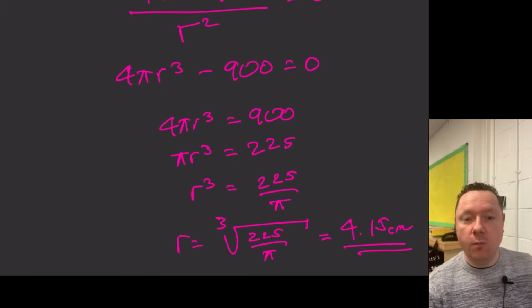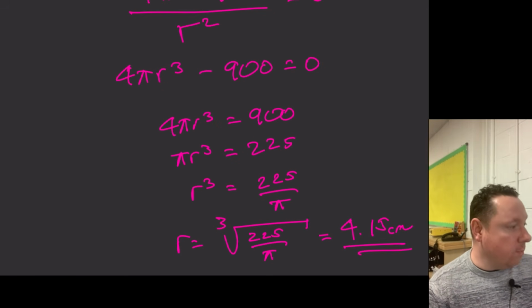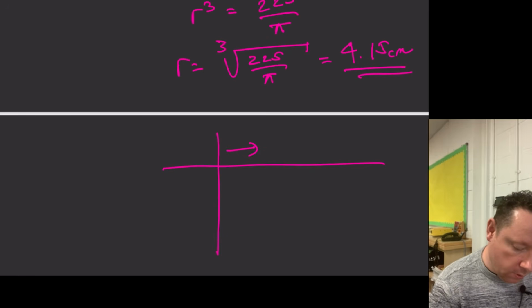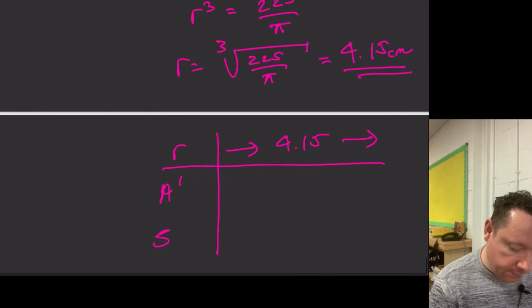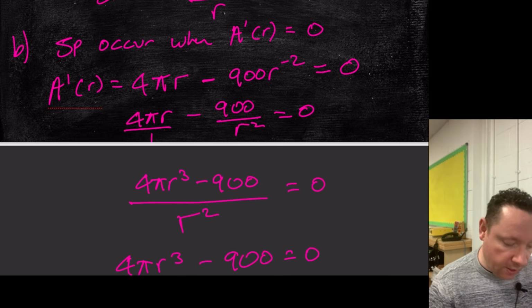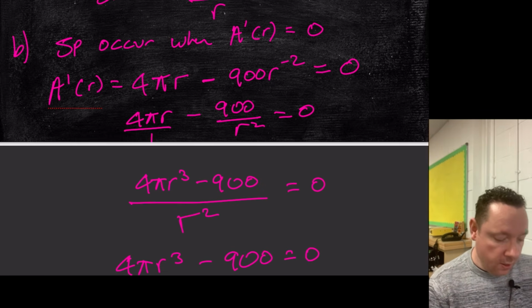So we know that r is 4.15, but we need to check if it's a max or a min. So we draw our nature table. We're going to go along to 4.15, and then along the derivative, A dash, and then the shape. There's our derivative way back up here. Just picking a number before 4.15, maybe 1, you get 4 pi minus 900.